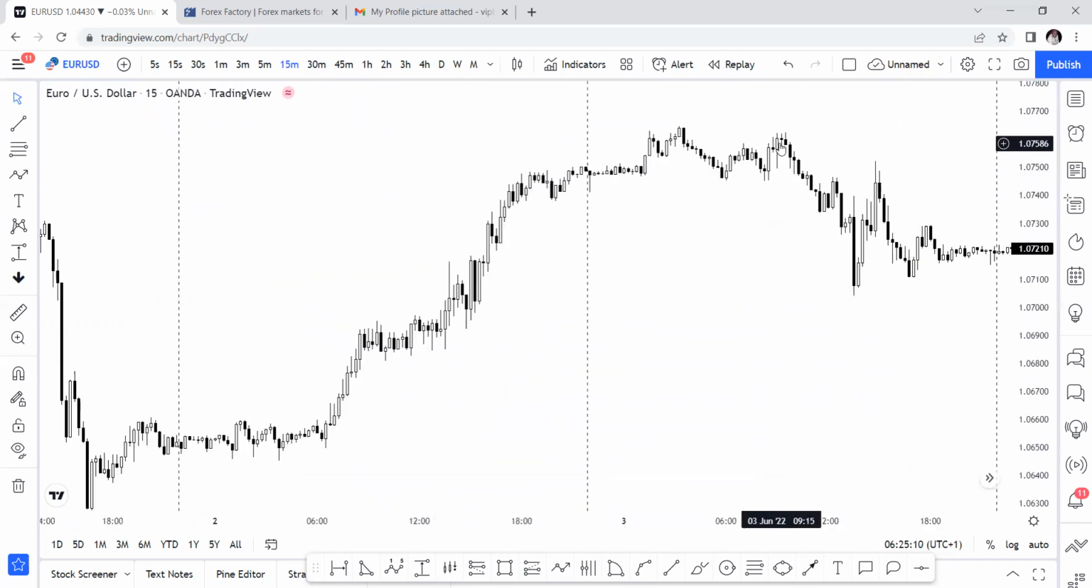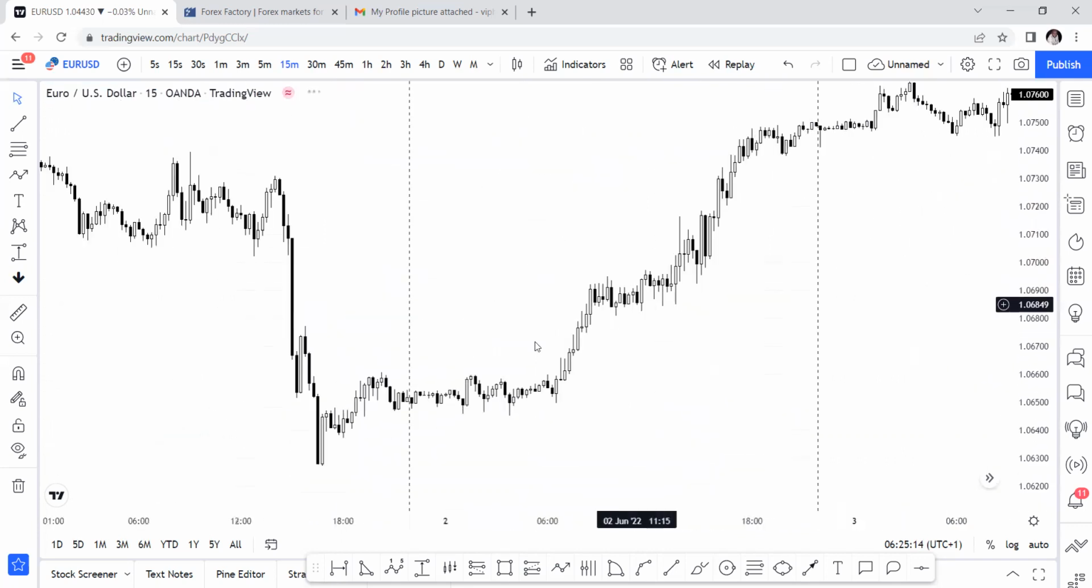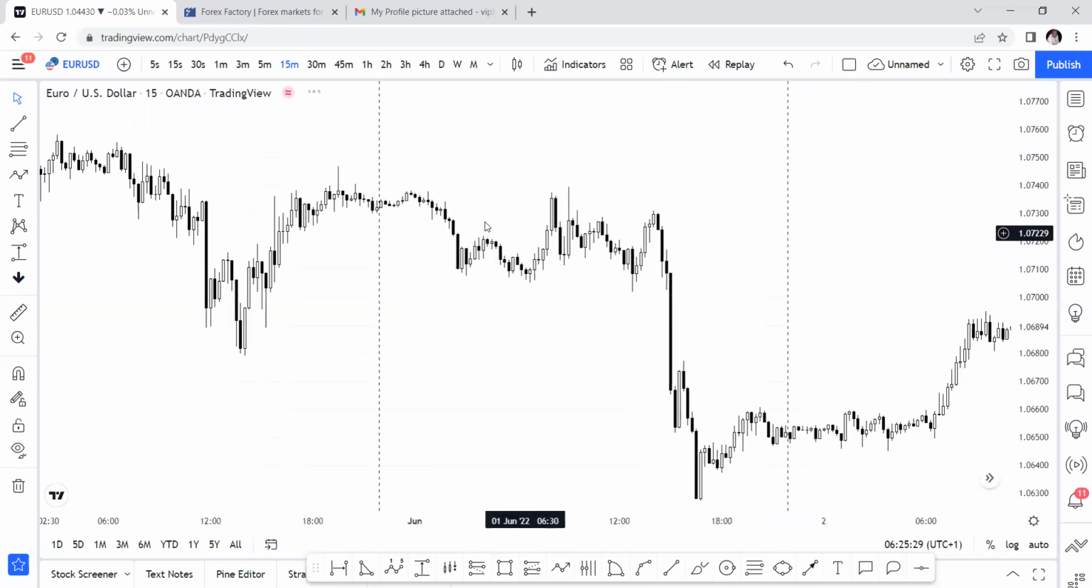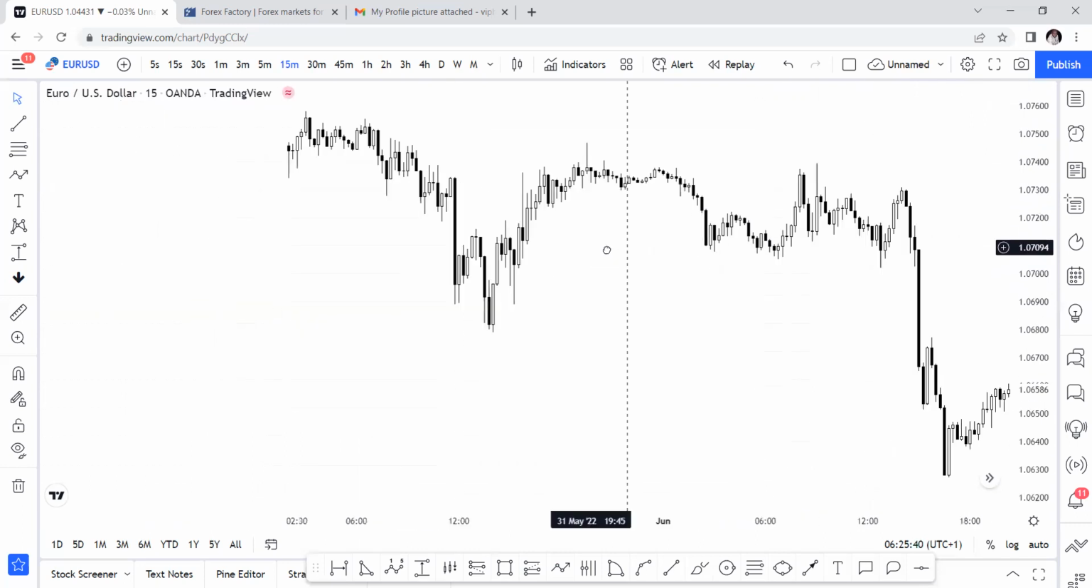This happens at London 9:15. Very consistent. This happens at 8:45. Then price moves in a range. Then at New York, what happens? Price moves higher. Yeah, this happens at London. Then this is a retest of it at New York, and price moves down to the opposite.